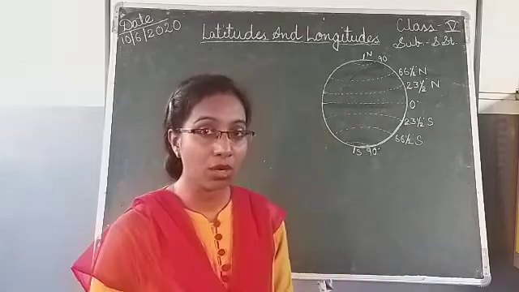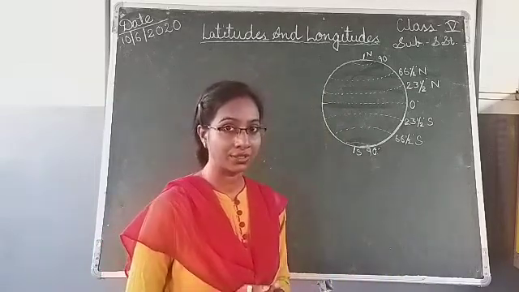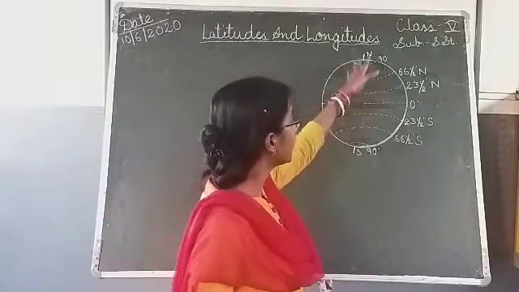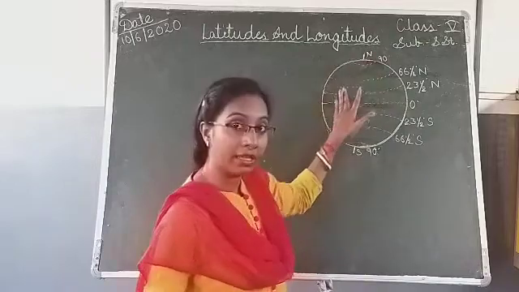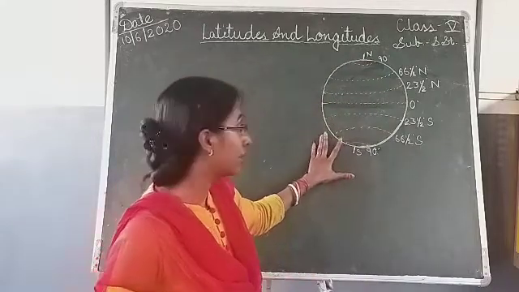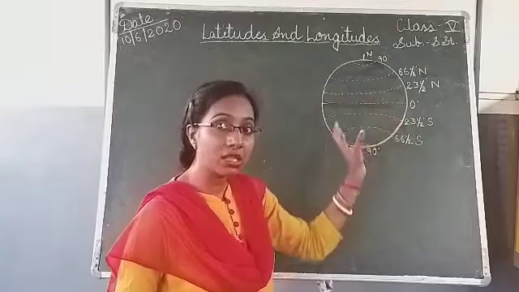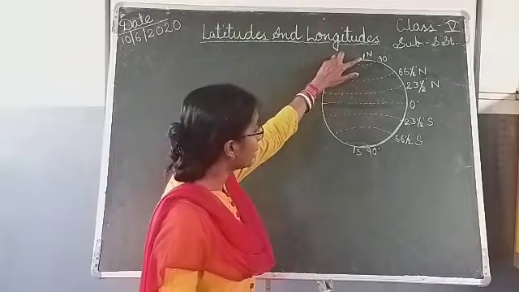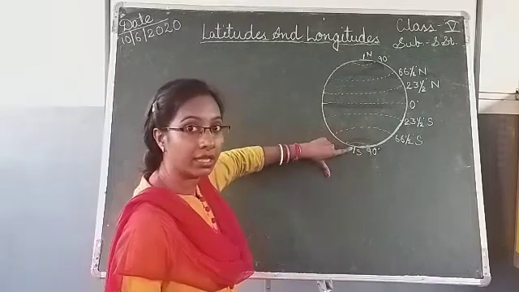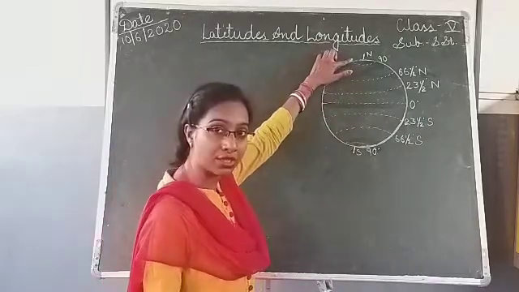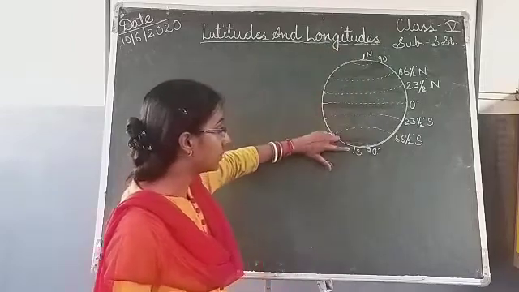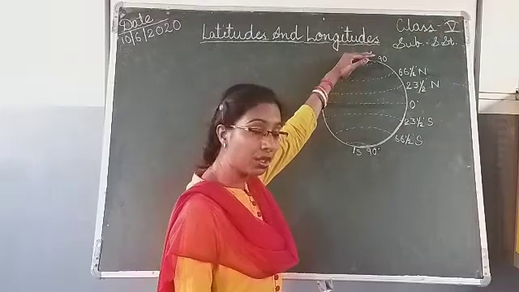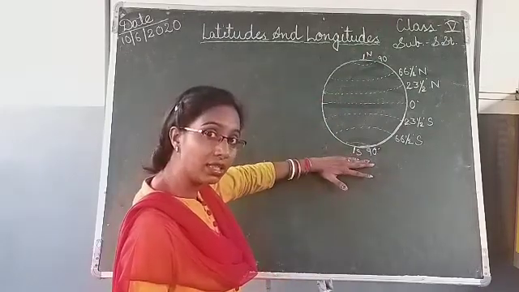A globe is a small model of the Earth's surface. There is an imaginary line passing through its center. This is called an axis. Our Earth rotates constantly on its axis. The two end points of the Earth's axis are called poles. The upper part of the Earth is called the North Pole and the bottom is called the South Pole.